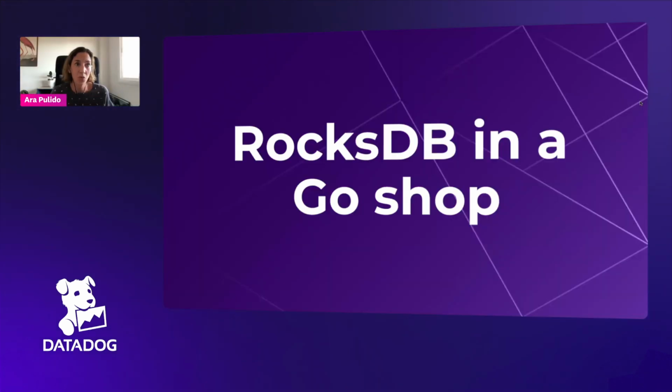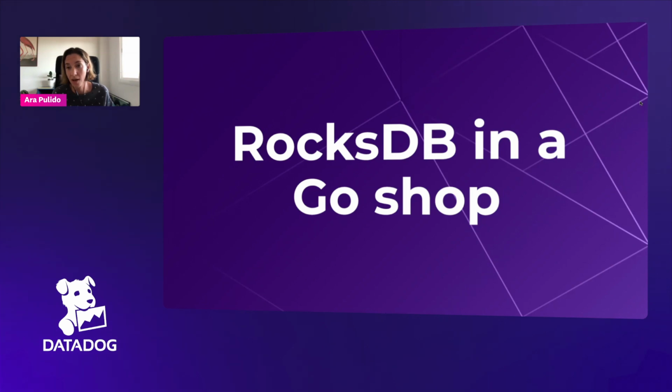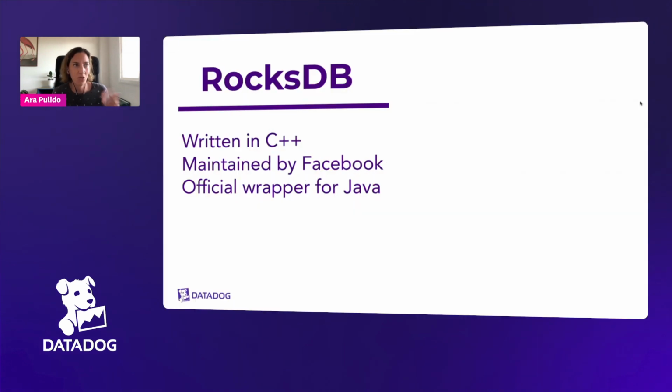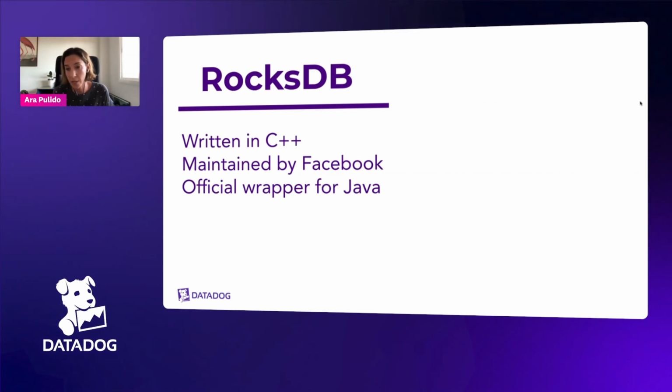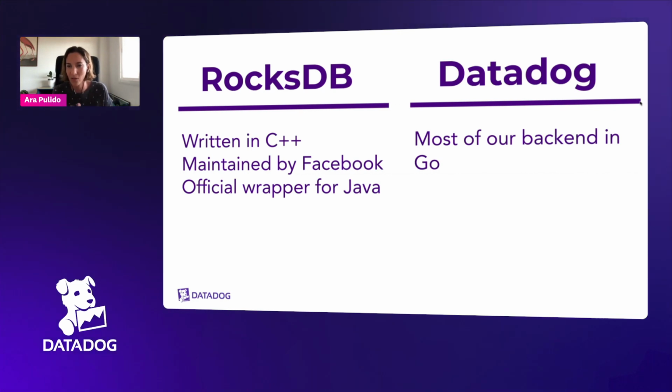Cool. So one thing that I wanted to make sure that we cover in this session is using RocksDB in, let's say, a Go shop like we are, because RocksDB is written in C++ and, as we said, is maintained by Facebook, but they only maintain an official wrapper for Java. And at Datadog, most of our backend is written in Go. So how can you combine those two worlds together? Sure.